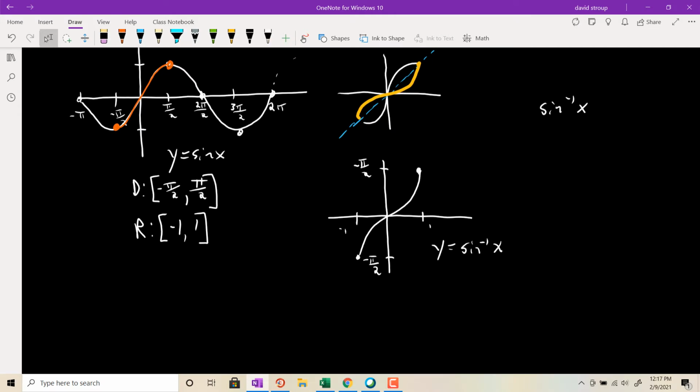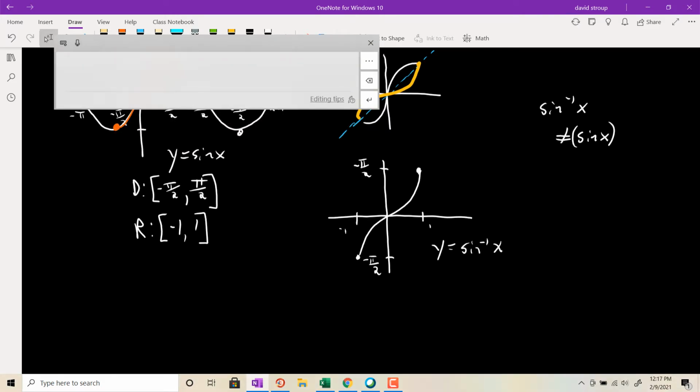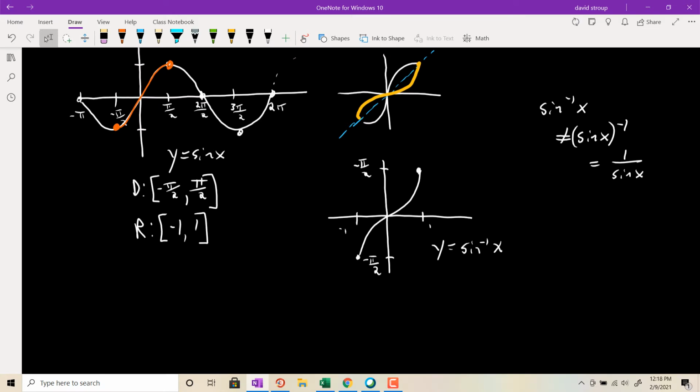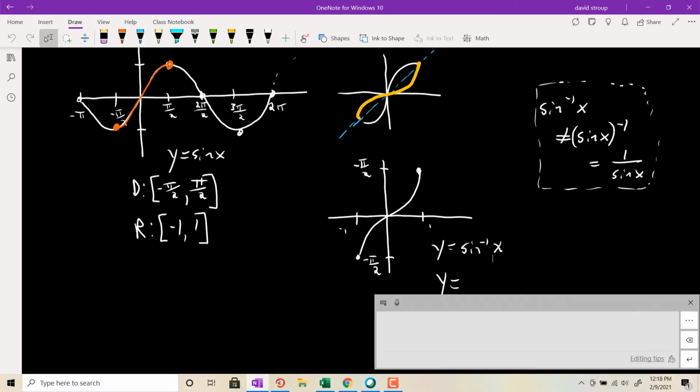Sine to the negative 1 of x is not equal to sine x to the negative 1. Sine x to the negative 1 is 1 over sine x. The sine inverse is not 1 over sine x. Think about what 1 over sine x is. That's just the cosecant function, and clearly this is not the cosecant graph, right? So anyways, one way to get around that issue, you'll see sometimes, is they'll call sine inverse arcsine.